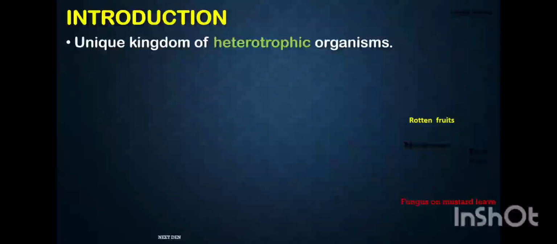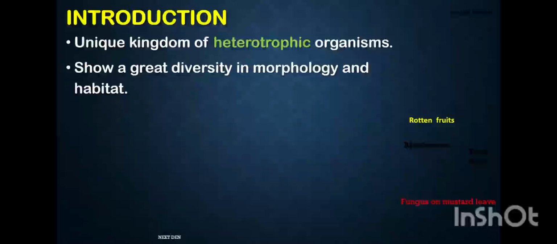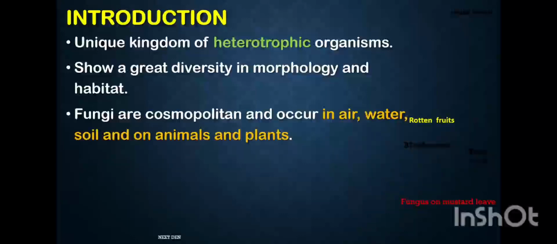So let us see a general introduction to the fungi first. Fungi are heterotrophic organisms. They show a great diversity in morphology as well as habitat. So they vary in morphology, that is structure, as well as their habitat, that is the environment in which they live. And they are cosmopolitan. That means they are present all over the world. They can be found anywhere. They can occur in air, water, soil, or they can be present on or inside the plants and animals also.